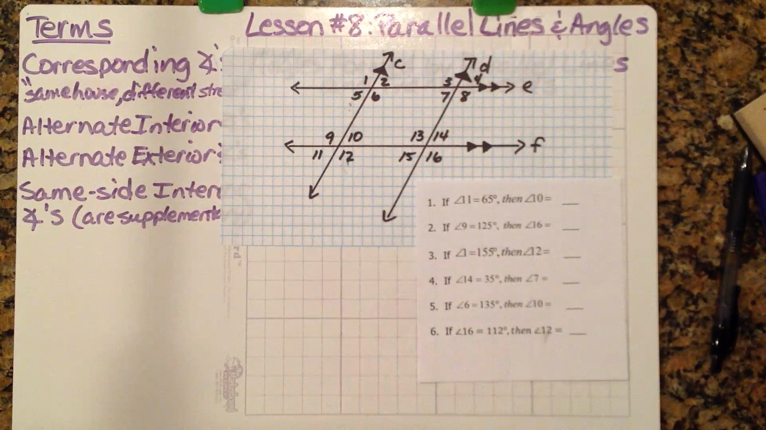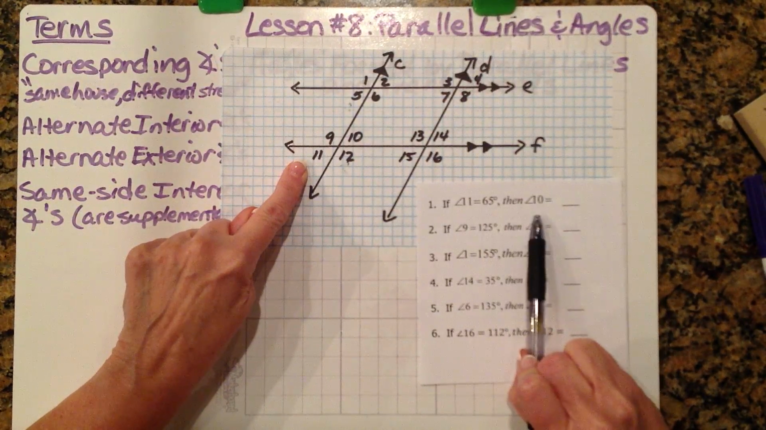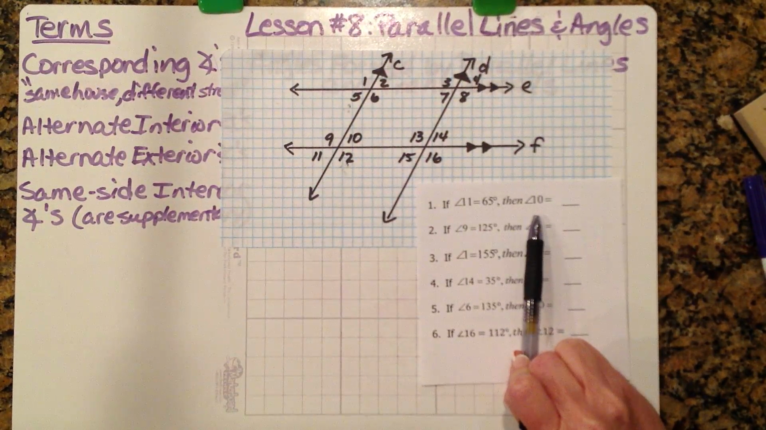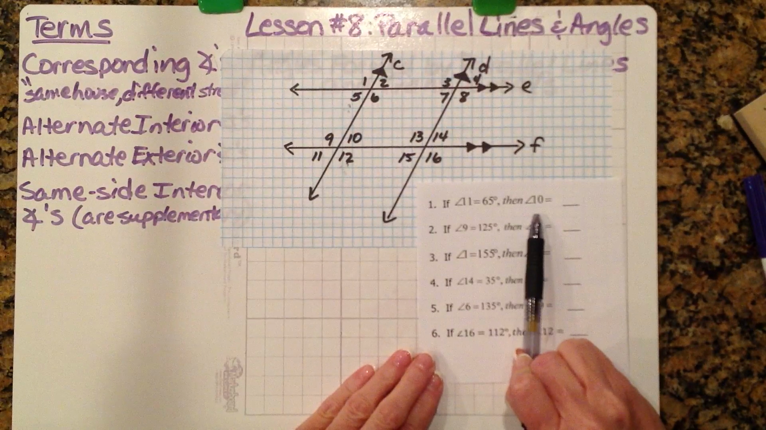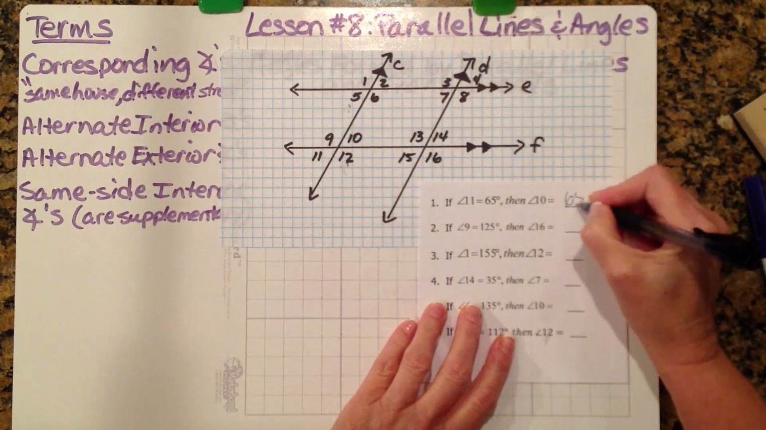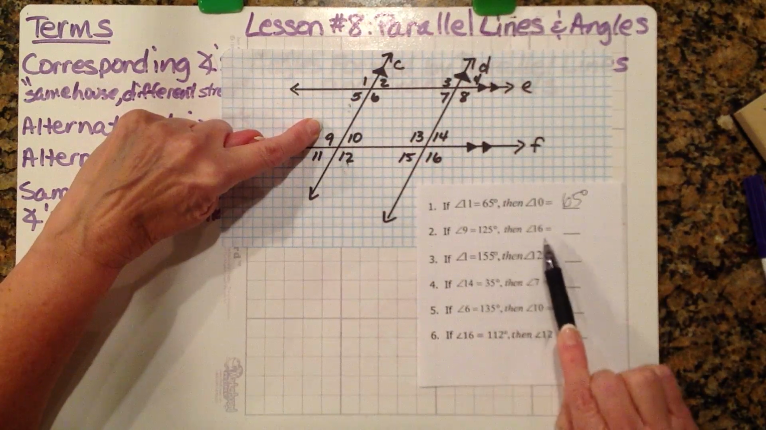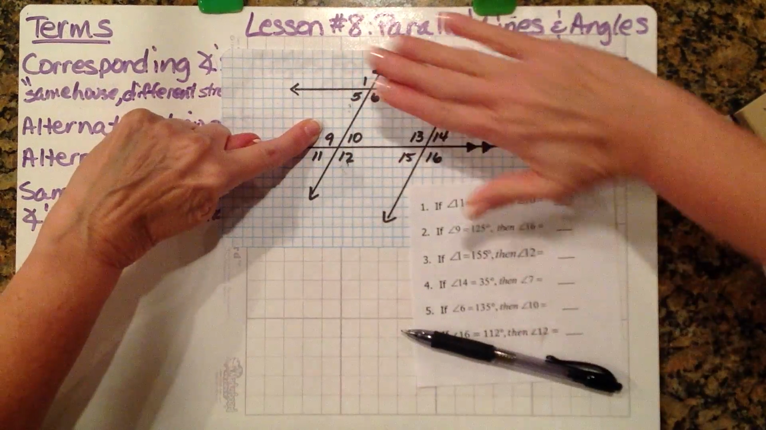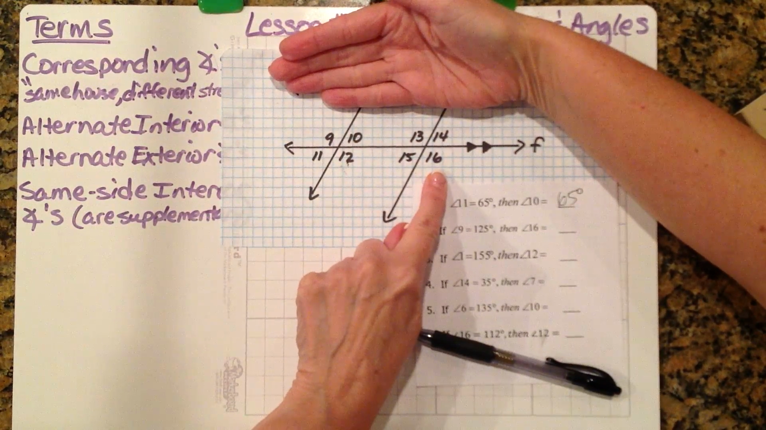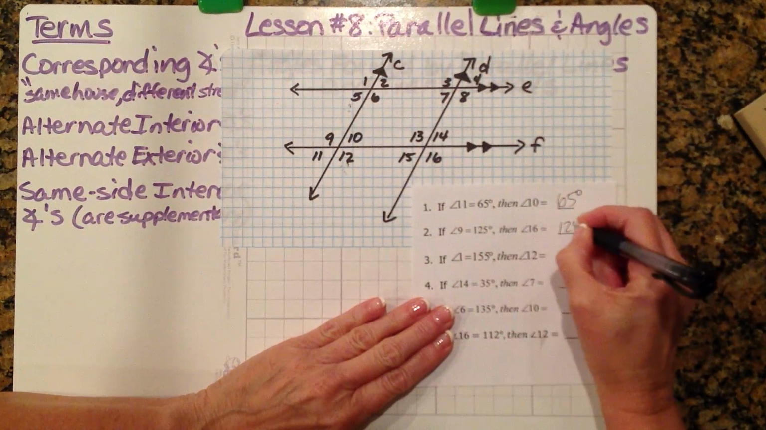So let's look at some of our examples. If angle 11 is 65 degrees, what's the measure of angle 10? What is angle 11 and 10? They're vertical angles. So they're going to be congruent, and angle 10 is going to be 65 degrees also. If angle 9 is 125 degrees, what is angle 16? Okay, let's look. I'm going to cover this up. Angle 9 and angle 16 are alternate exterior angles, and they're congruent. So angle 16 is 125 degrees also.